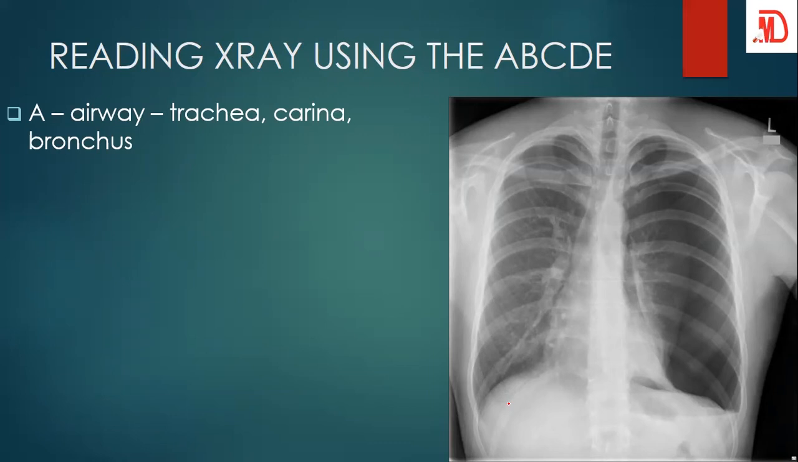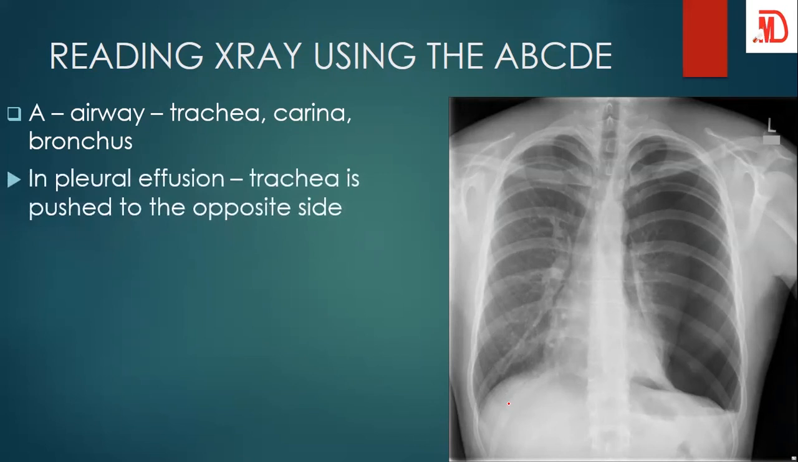Where is the trachea? Is it deviated? And this is where the orientation comes in, right? If it is not rotated to any direction, it will mean that the spinal processes are in the middle. Am I right? So if you see any deviation, you can easily tell what is causing it. Very lovely, isn't it? Now, when you have a pleural effusion, the trachea is pushed to the opposite side.